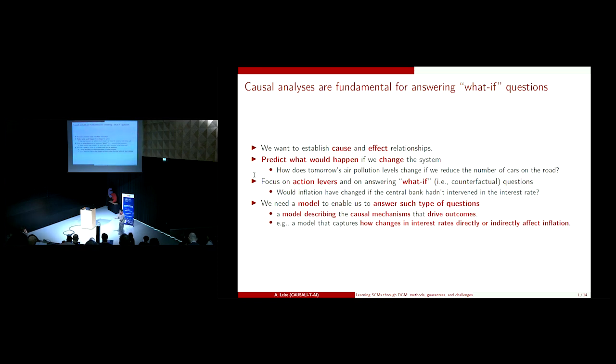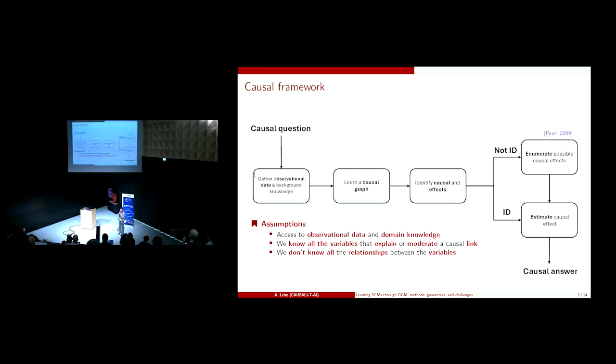If we want to answer such questions, we need a causal model. This causal model needs to describe the causal structure, the relationship between the variables. I also need the causal mechanism that drives the outcome between the variables. For instance, if I want to intervene on interest rates, what will be the outcome on inflation if I change the interest rate?